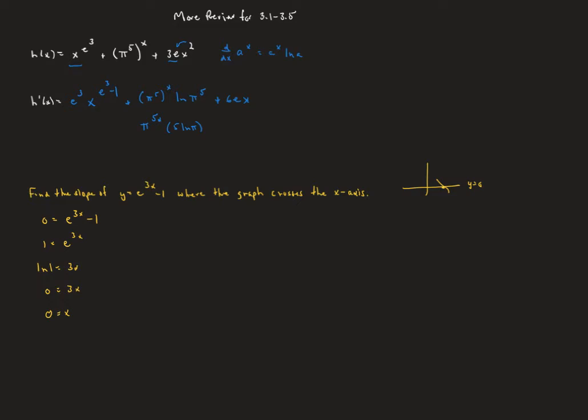Now we need our slope, so we need the derivative. So our derivative is going to be the derivative of e to the 3x, which is a chain rule derivative. So that's going to be e to the u times the derivative of the exponent, the du, which is 3, and then the derivative of negative 1 is just 0. And now we know we want to evaluate that at x equals 0, and since e to the 0 is 1, that's going to be 3. So the slope of the tangent to the curve at that point is going to be 3.